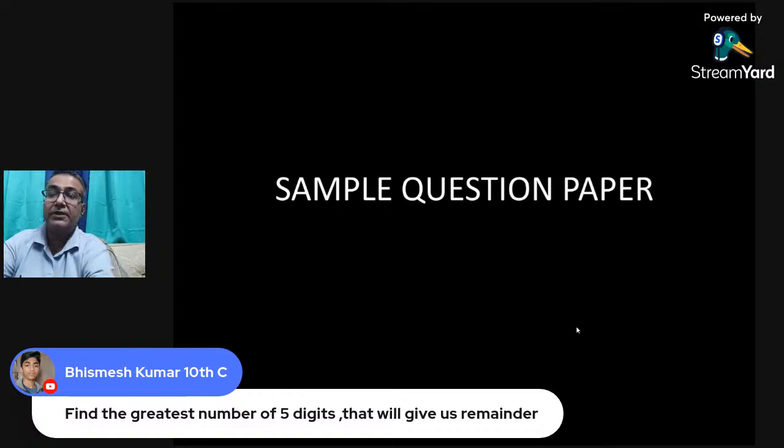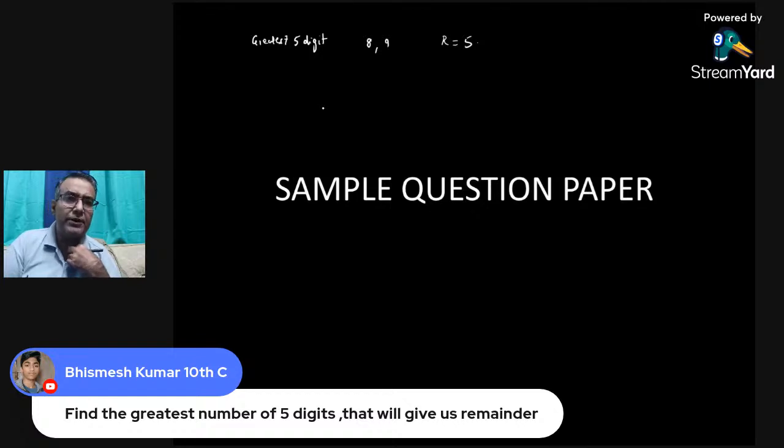The way to solve this is that we are basically looking at the numbers. The number should be divisible by both 8 and 9. It should be the greatest 5-digit number. And what is the other condition? It should leave a remainder of 5. Now think of Euclid's division lemma. What does Euclid's division lemma say?